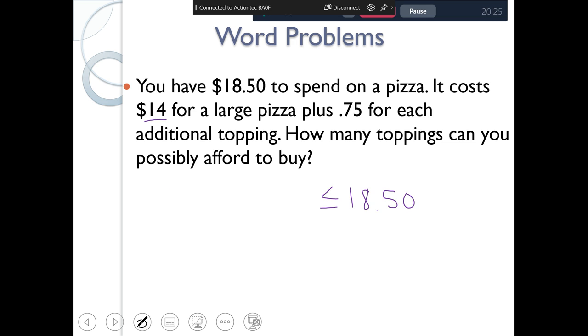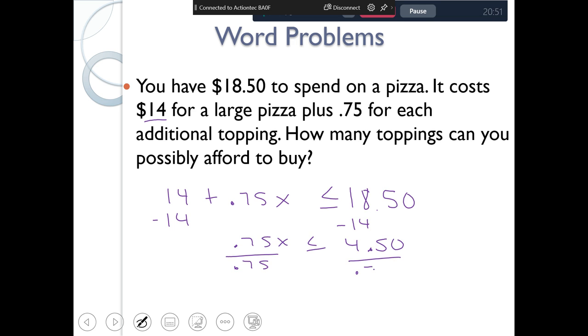I know it's going to cost me $14 no matter what, but it's going to cost me 75 cents per topping, per x. Okay? And now we're just going to solve. So I'm going to subtract 14 from both sides. So I get 0.75x is less than or equal to 4.5. Then I'm going to divide by 0.75. So x needs to be less than or equal to 6.